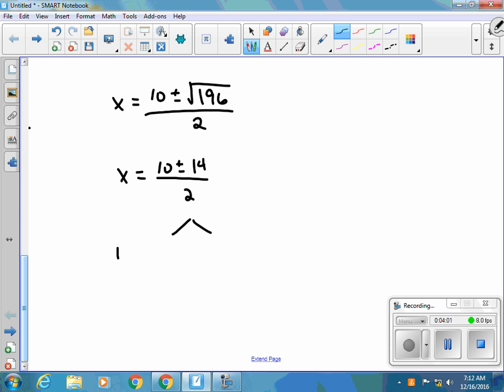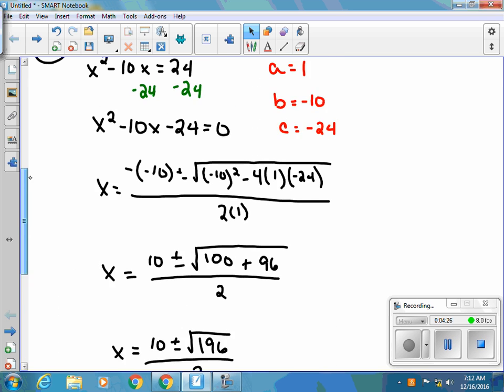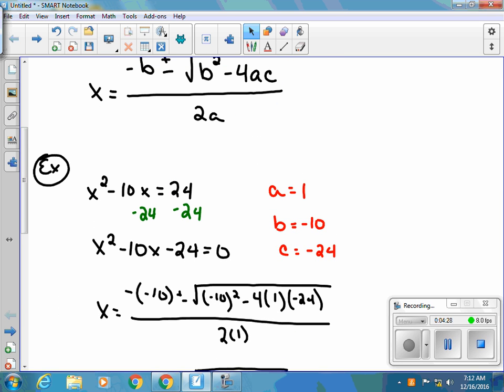So I break this down into 10 plus 14 divided by 2 and 10 minus 14 divided by 2. When I do this, I get 24 divided by 2 gives me 12 as one of my answers. And then I have negative 4 divided by 2, which gives me negative 2. And if you wanted to double check, you could take that 12 and that negative 2 and plug it back into your original and see if that is in fact true.